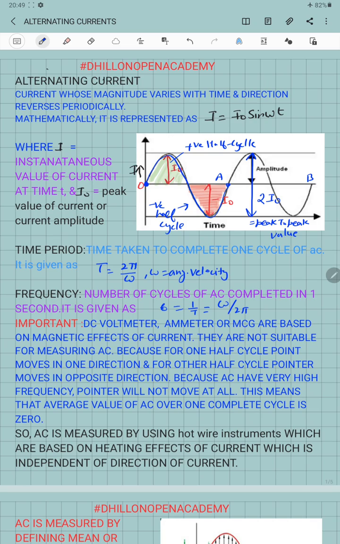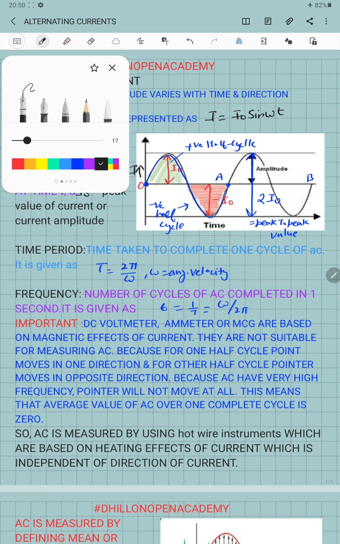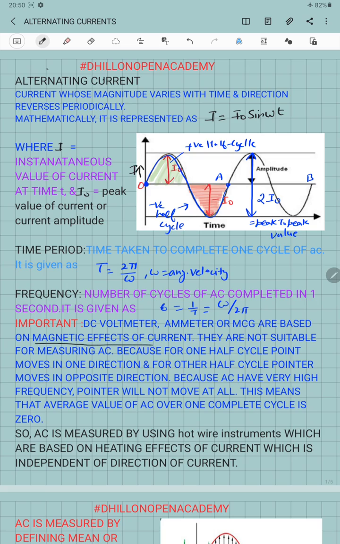When we are trying to measure an alternating current, a DC voltmeter, ammeter or moving coil galvanometer is not useful for us. Reason? Because all these devices are based upon the magnetic effects of the current. We know that direct current doesn't change its value or direction, so their measurement is based upon the magnetic effects they produce. But they are not suitable for alternating current, because alternating current periodically reverses its direction.